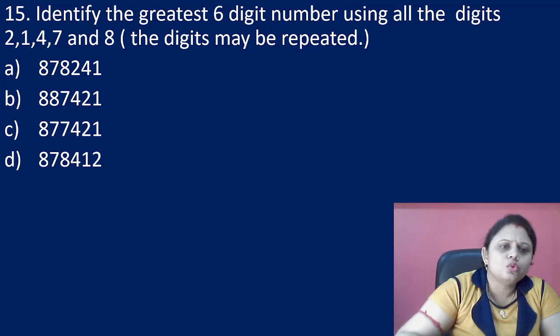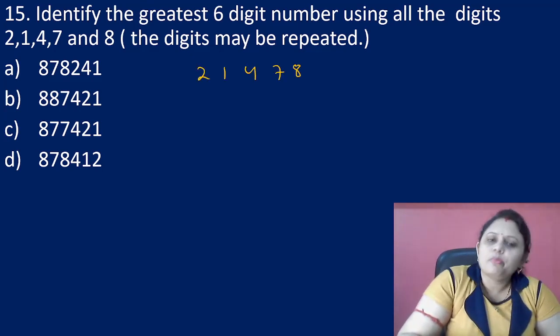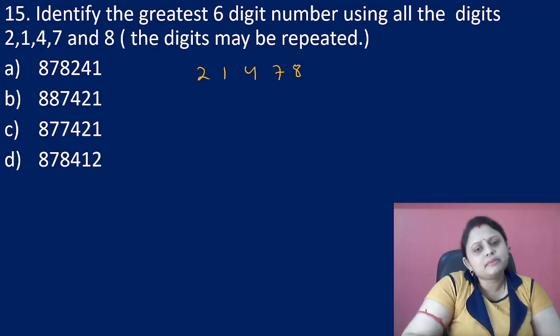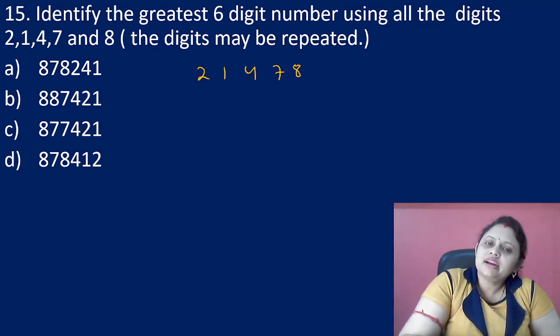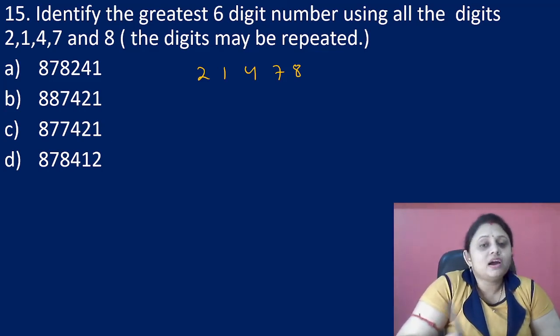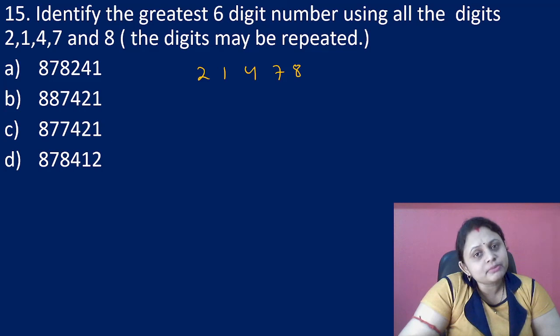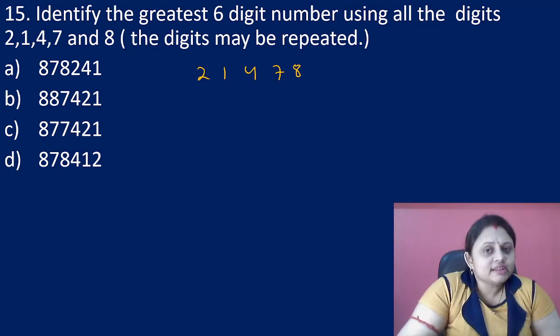Okay. So 2, 1, 4, 7, 8. How many digits are present? 5 digits are present. But we need to write a 6-digit number. How will we write the 6-digit number? We have to repeat one digit, and only once. Why? Because we have to use all the digits. Already 5 digits are present. If we repeat one digit, then it will be of 6 digits.